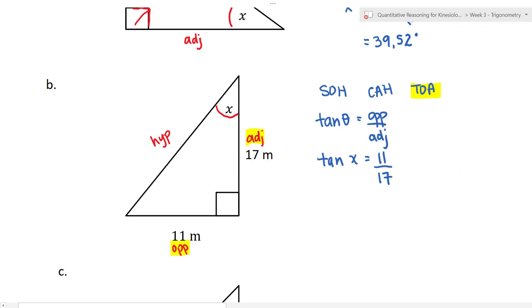I'm now going to solve for x by taking my tan and moving it to the opposite side of the equal sign, which means tan becomes tan inverse of 11 over 17. And I'm going to put it in brackets just to make it more clear that it's all together. Now I'm just going to type this on my calculator.